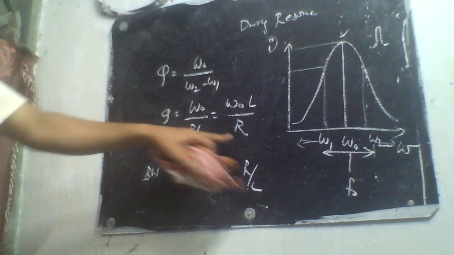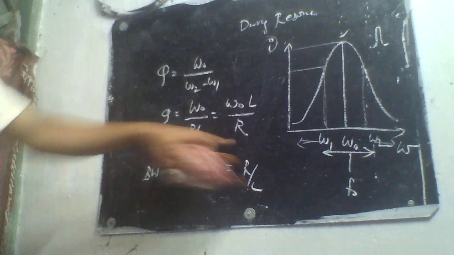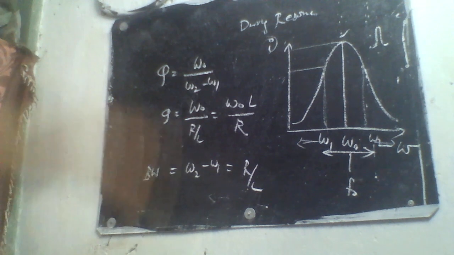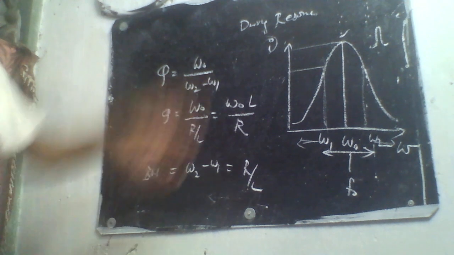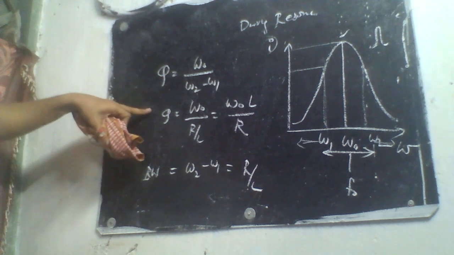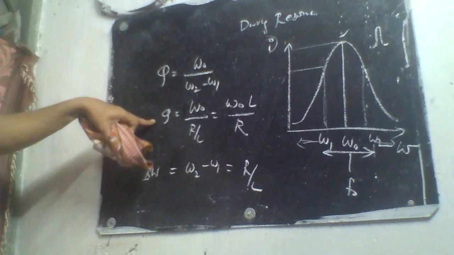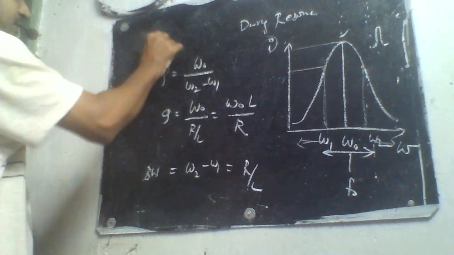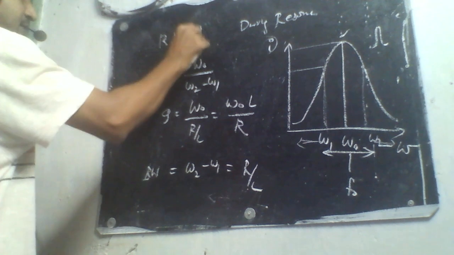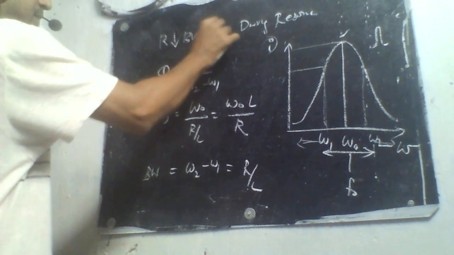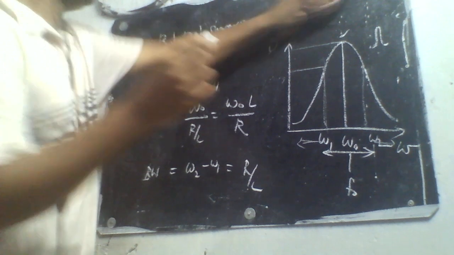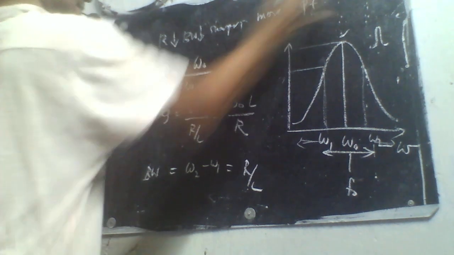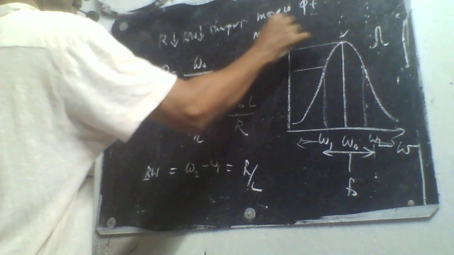So a smaller value of R means bandwidth will be less. Bandwidth less means the curve will be sharper. The sharper the curve, the more selective the circuit is, that is, the quality factor will be more. So you can write like this: R is less means bandwidth is less. Bandwidth less means a sharper curve. A sharper curve means a higher quality factor, or the circuit is more selective.